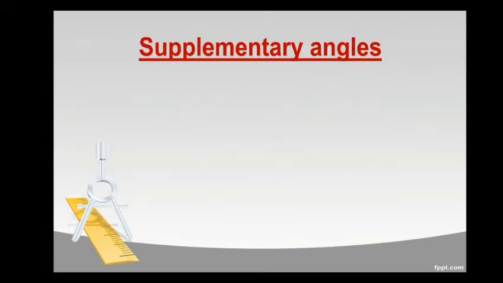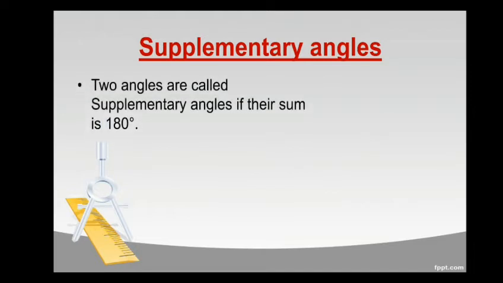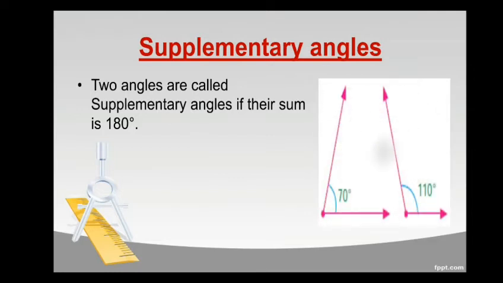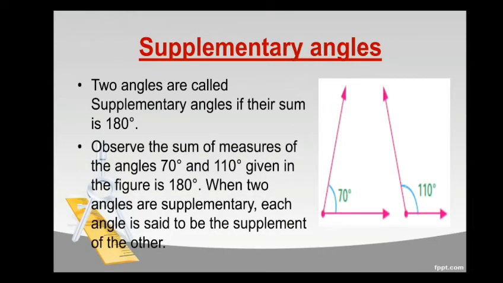Now we will see supplementary angles. Two angles are said to be supplementary if their sum is 180 degrees. So here we have 70 and 110 degrees. Are these two angles supplementary? Yes, when you add 70 and 110, you will get 180 degrees. So the sum of the measures of the 70 degree angle and the 110 degree angle is 180 degrees.